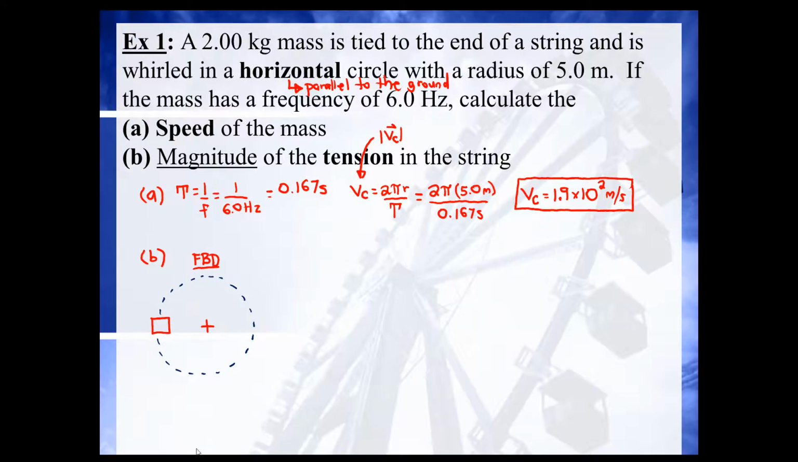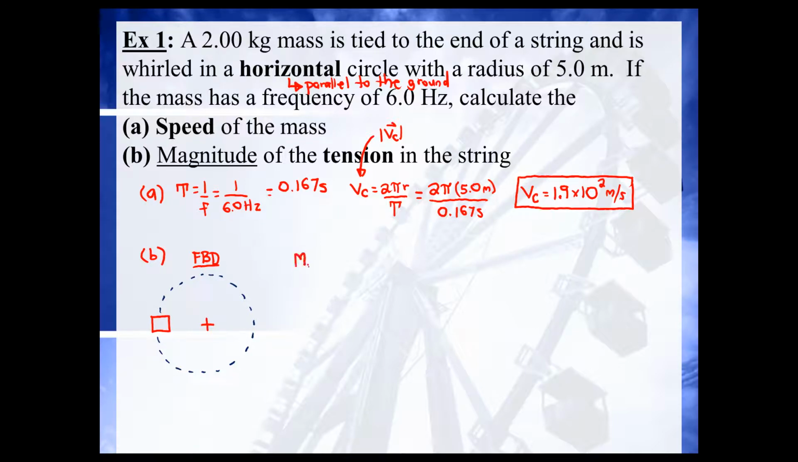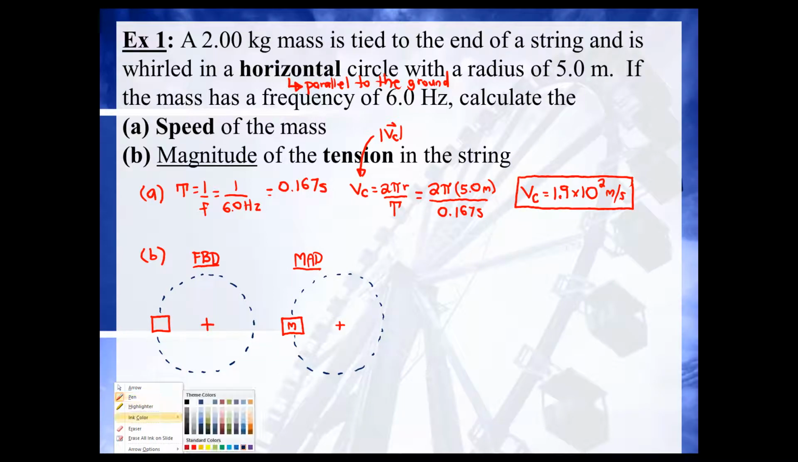Now, before I fill this in, I'm going to draw the MAD. Here's my rubber stopper, my mass, M, center of the circle. And then let's just draw the trajectory of the object as a dashed line, because technically it's not supposed to be part of an FBD. And I'm going to draw the acceleration. I find starting at the MAD is helpful in getting the direction of your forces correct.